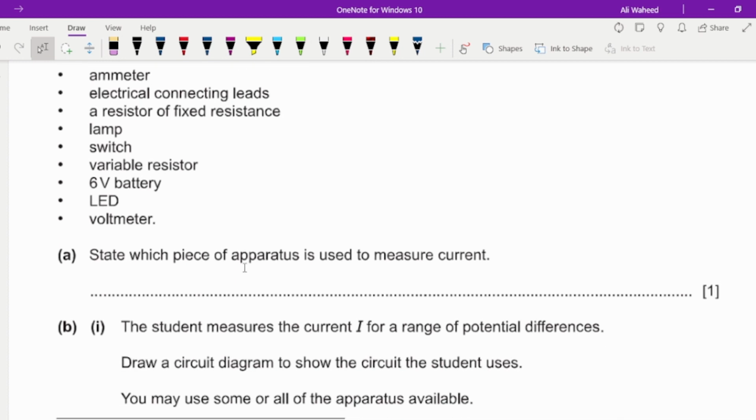Anyway, the first part is: state which piece of the apparatus is used to measure the current. Kind of an easy one. The current is measured in amperes. The unit is ampere, and the device is called an ammeter.